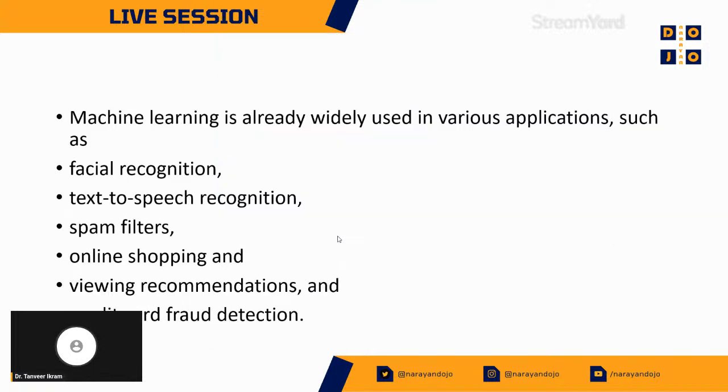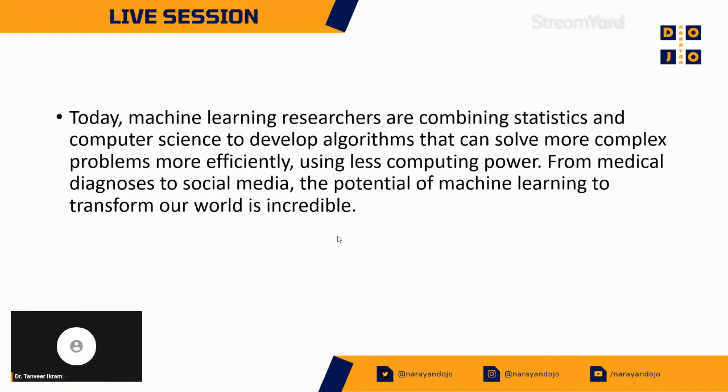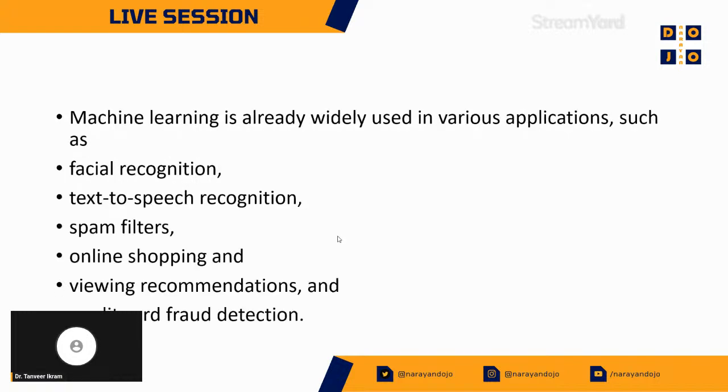Machine learning is already widely used in various applications such as facial recognition, text to speech recognition, spam filters, online shopping, viewing recommendations, and credit card fraud detection. Okay, we will take face recognition, where we can identify what it is. Now we will take the example of text to speech, where we can identify what kind of text it is, and then we will be able to write it, and after that we will be able to speak it also. Okay, let me go with another example.